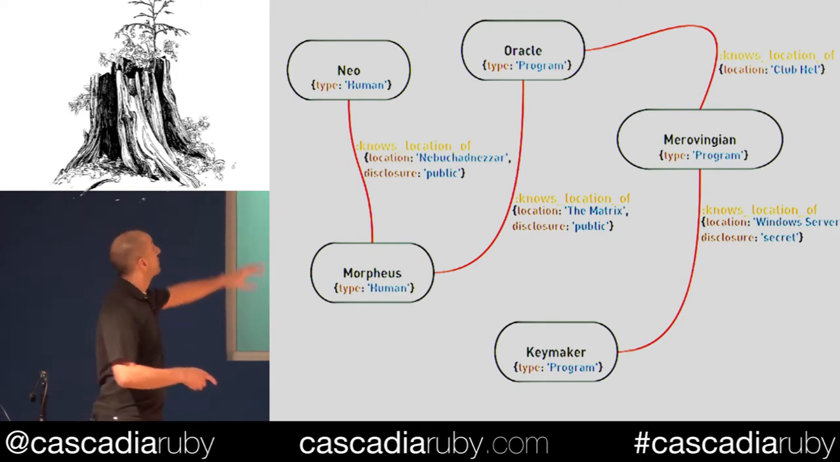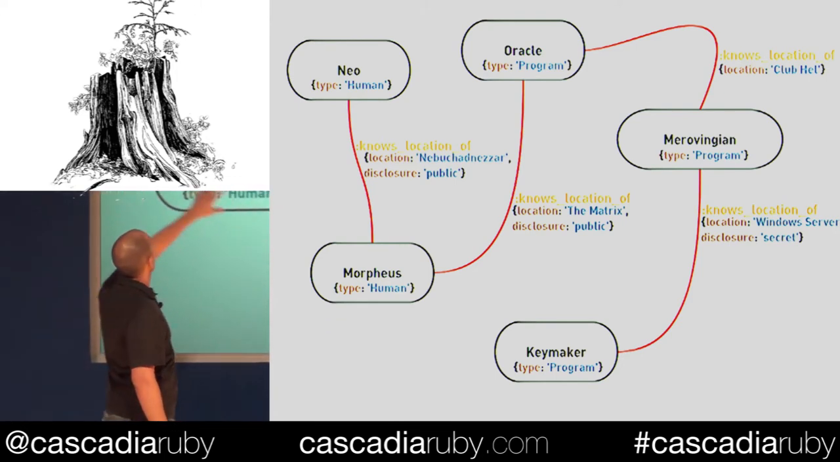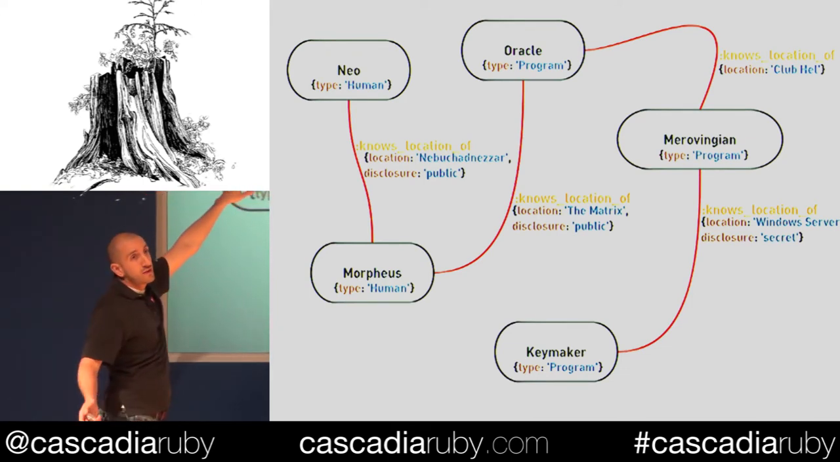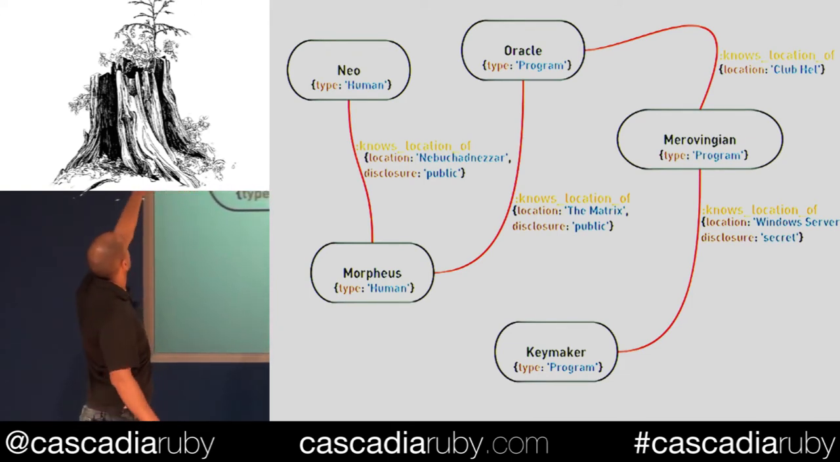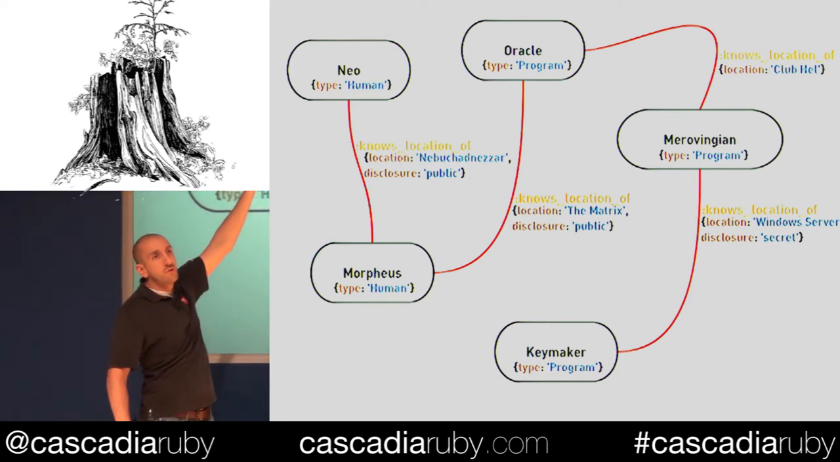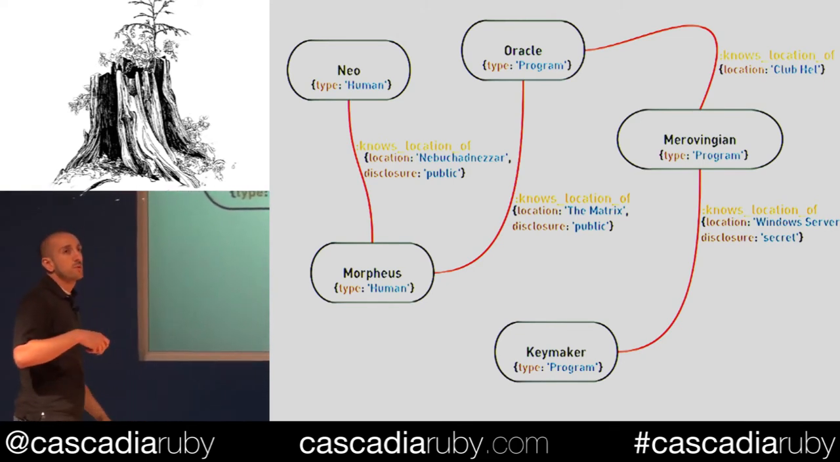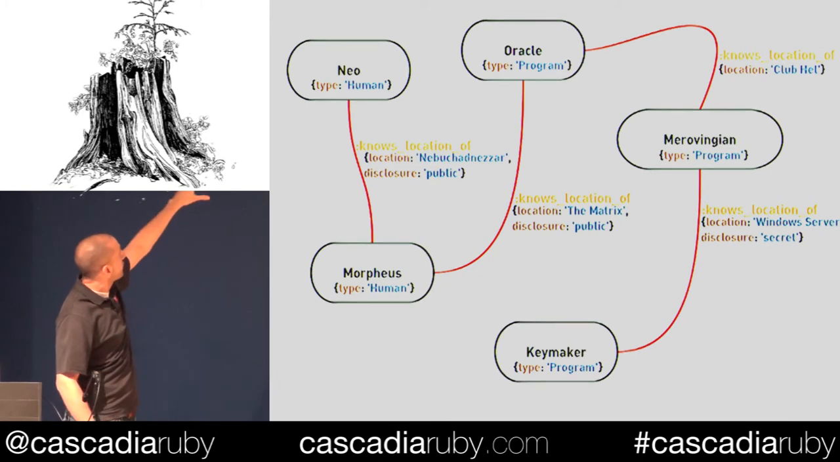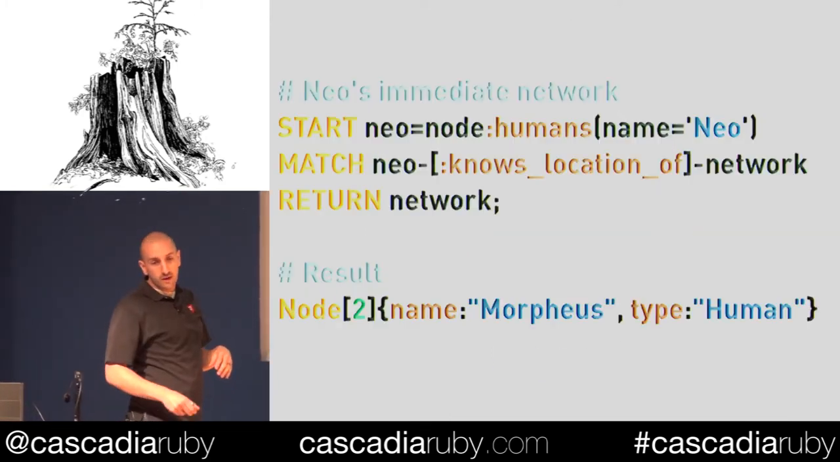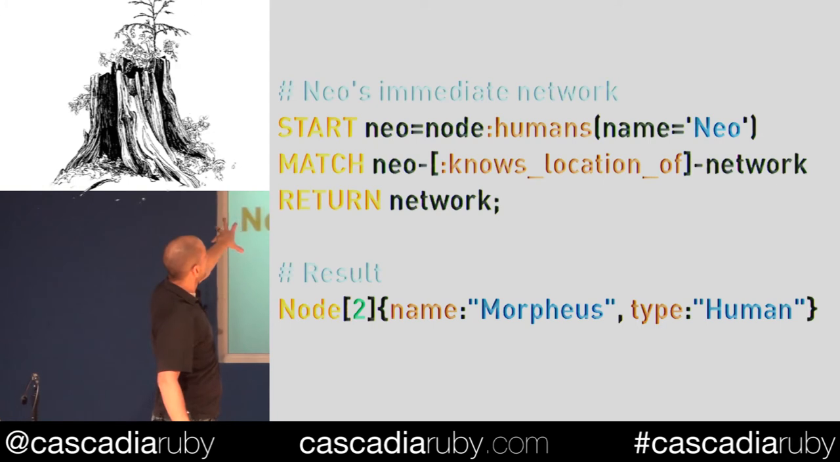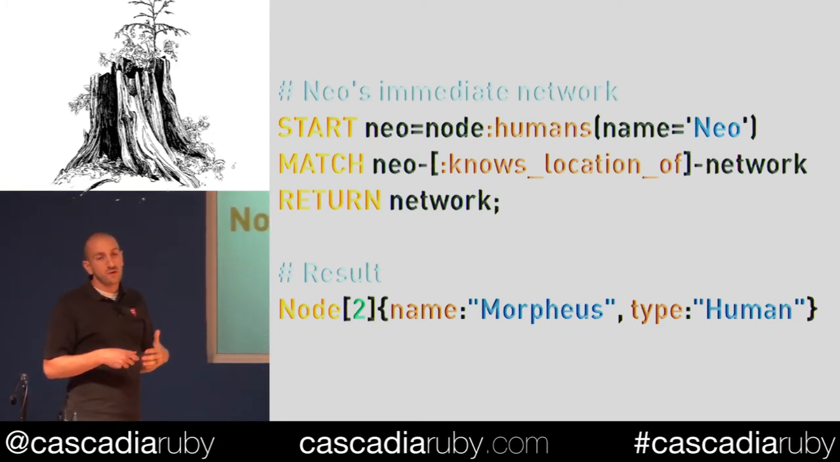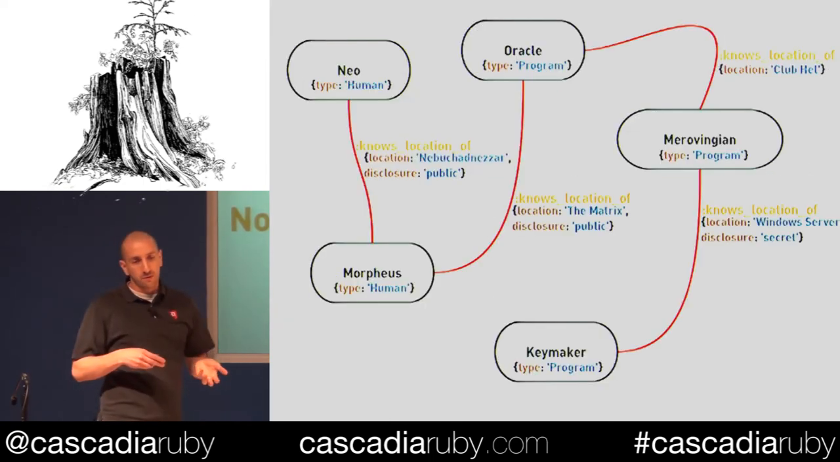Now, this doesn't mean that it has to be just one linear thing. For simplicity's sake, I just left it like this. But out of Neo, Neo knows the location of Trinity, because they hooked up and whatnot. And Neo knows the location of Tank and all the other guys who are cool in the first movie. And then whatever happened in the other two, I can't remember. But there are more, so this result would probably be larger. You have more nodes here to know who is Neo's first and immediate network.